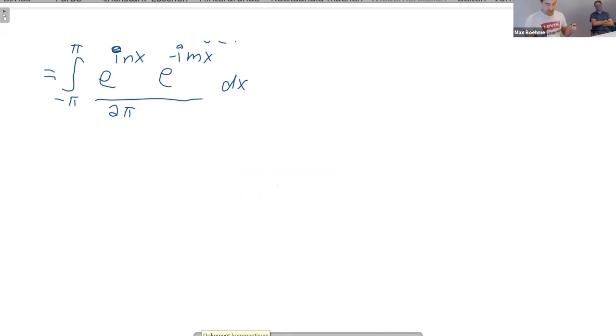Okay. Let's consider now. So let's now solve this here for two cases. First of all, we're going to take the easy way and set n equal to m. So then we have this here equals 1/2 pi.